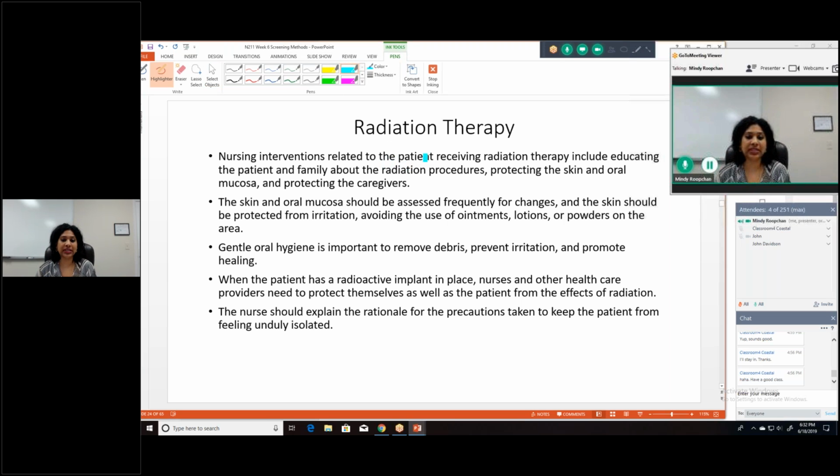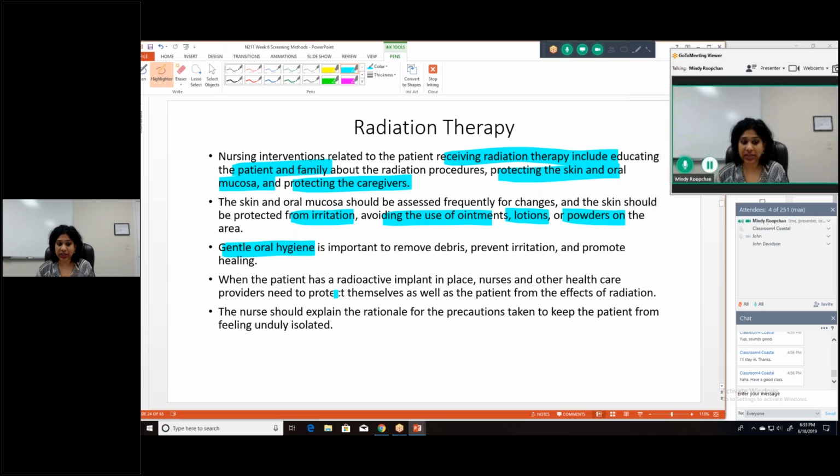Nursing interventions related to the patient that's receiving radiation therapy: we have to always educate the patient and the family about the procedure, protect the skin, the oral mucosa, protect the caregiver. We're always assessing skin, we're always assessing oral for changes. The skin should be protected from irritation, avoiding use of ointments, lotions, or powders in that area. Gentle oral hygiene is important.